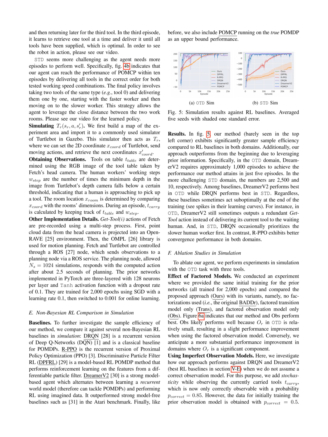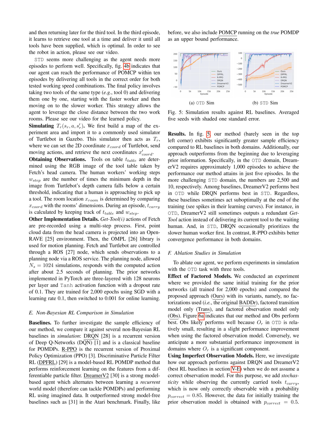STD seems more challenging as the agent needs more episodes to perform well. Specifically, our agent can reach the performance of POMCP within 10 episodes by delivering all tools in the correct order for both tested working speed combinations. The final policy involves taking two tools of the same type, e.g., tool 0, and delivering them one by one, starting with the faster worker and then moving on to the slower worker. This strategy allows the agent to leverage the close distance between the two workrooms. Please see our video for the learned policy.